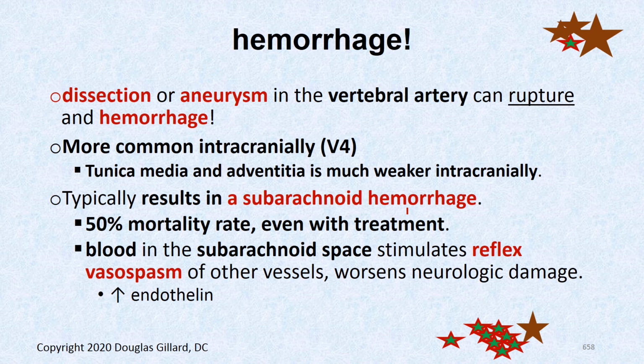Hemorrhage: maybe the dissection never beaver dams, but it builds up enough pressure where it just pops the blood vessel and you bleed from the outside. So you can get a bleed or a hemorrhage of that dissection as well. That usually happens in V4. And if it does, you've got yourself a subarachnoid hemorrhage, right? And we talked about endothelin and about 50% mortality if that occurs. These can be really dangerous as well. So that's no good.